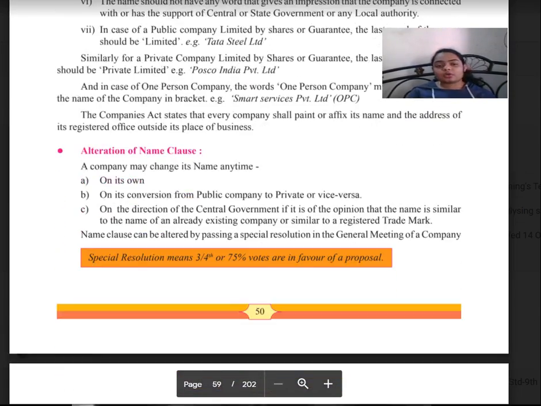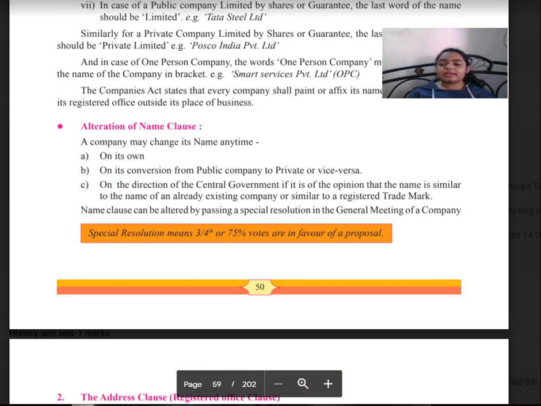Now, in case we want to alter, that is make changes in the name clause, a company may change its name anytime on its own, on its conversion from public to private or vice versa, or on the direction of the central government, if it is of the opinion that the name of the company is similar to the name of an already existing company or similar to a registered trademark. The name clause can be altered by passing a special resolution in the general meeting of a company. Special resolution means three-fourths or 75% of the votes are in favor of the proposal.